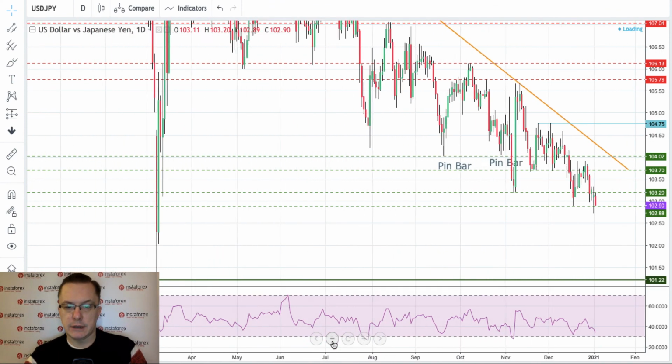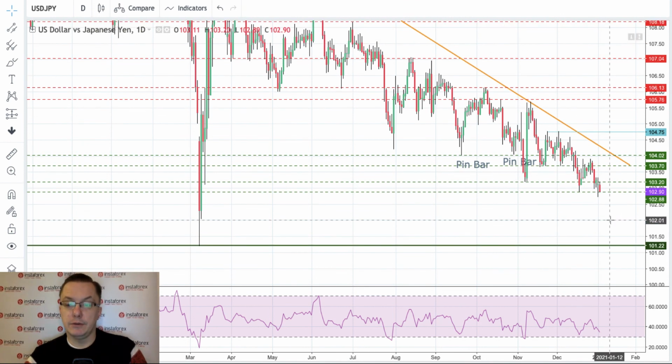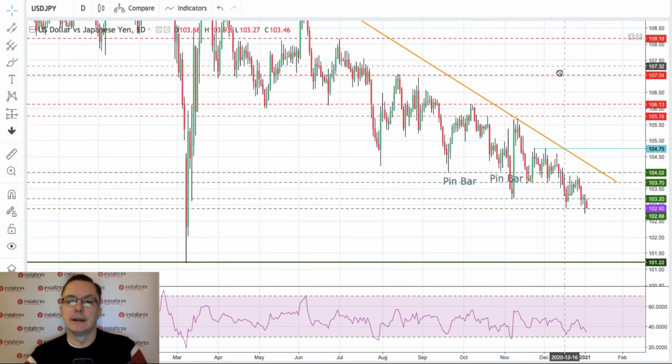So right now the next target for this market is 101.22, which is the low of, well, it will be kind of an old one, I guess. Yes, 2020. Of course, the middle of March 2020 low. So we can approach the yearly low on the US dollar to Japanese yen.